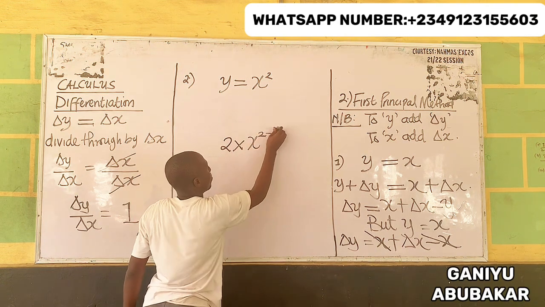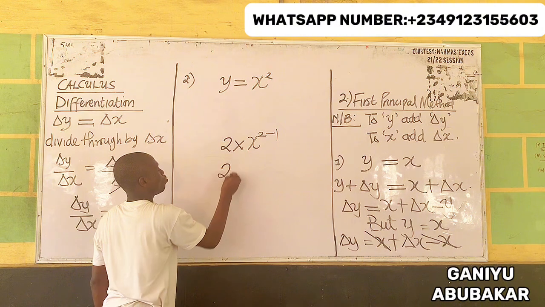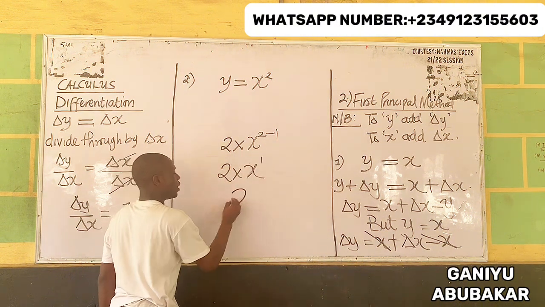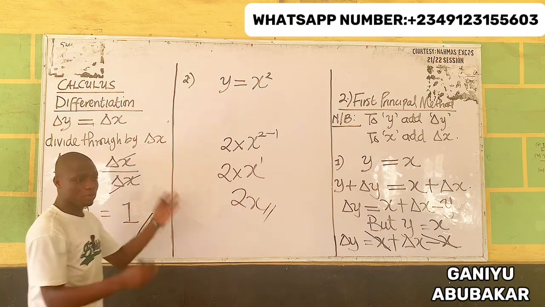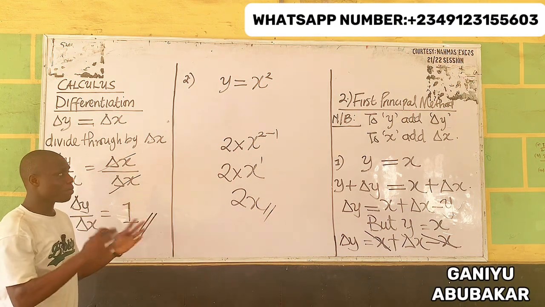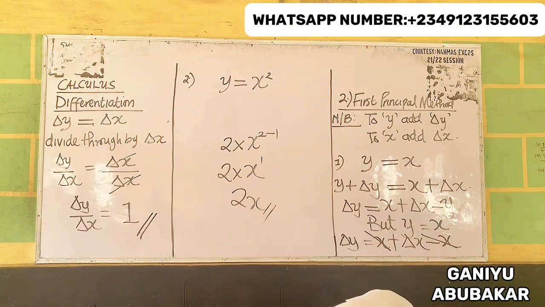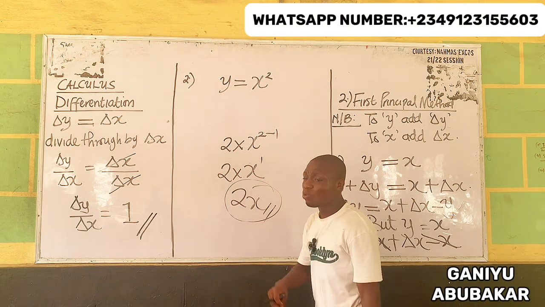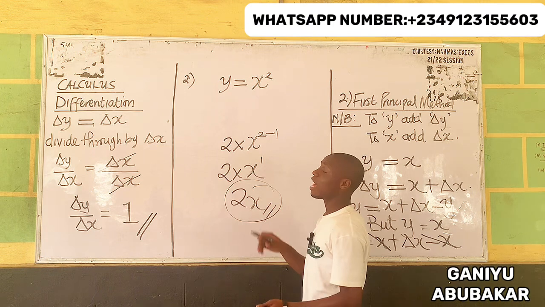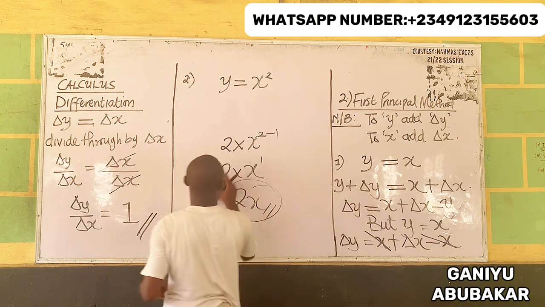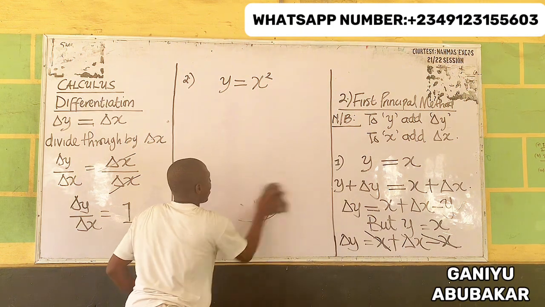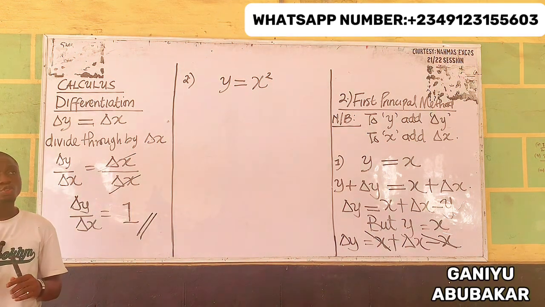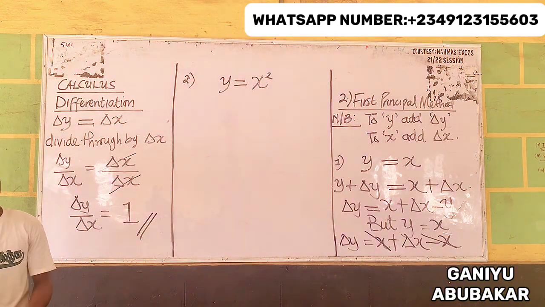This becomes 2 times x to the power 2 minus 1, which is 1. That becomes 2x. I expect you know how to play with this now. At this level, just master it, please. So my answer is 2x using the general method. Let's now use first principle and see if the answer will be the same. The general method will help you do a check to know where you're going.